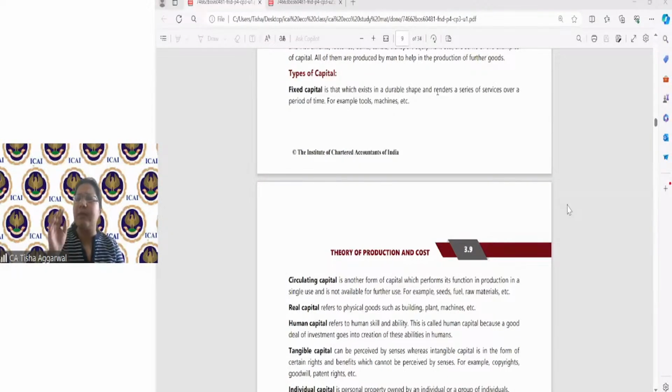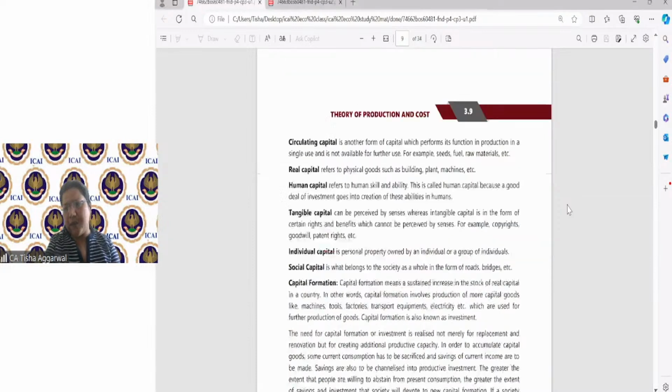Fixed capital says something which is durable in nature, like tools, machines, etc. Second is circulating capital. When I talk about circulating capital, it is the one which is not available for further use. For example, the raw material. The cotton was used. The cotton was made as this t-shirt. So this cotton has gone. That is the circulating capital. But this t-shirt stays forever. The machine by which the t-shirt was made stays forever. So that is a fixed capital.